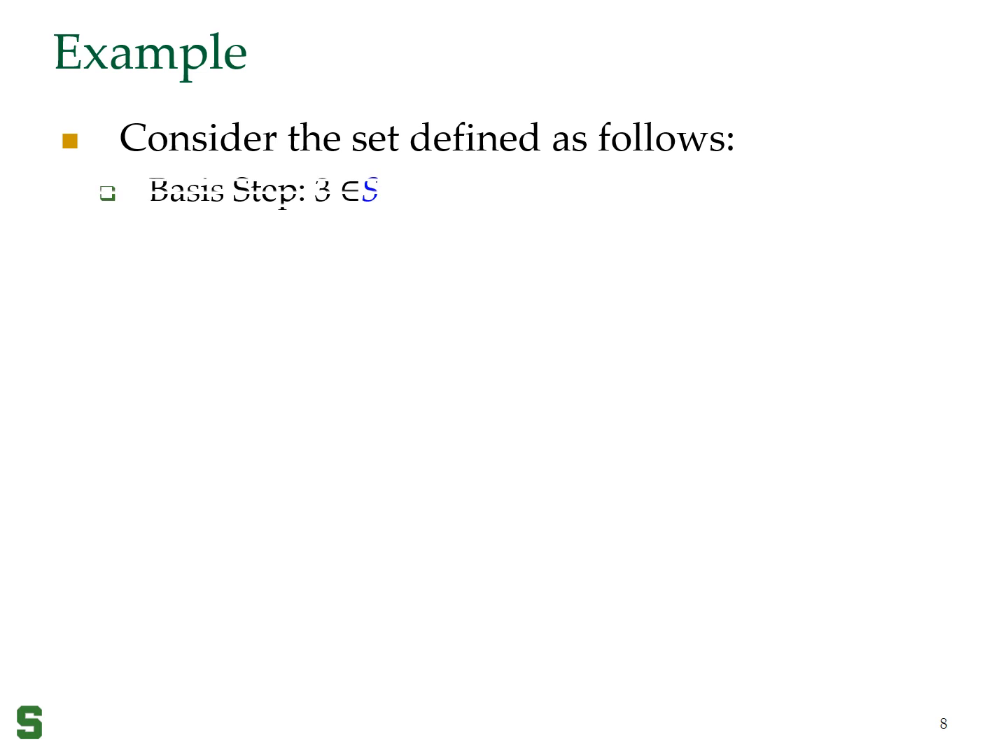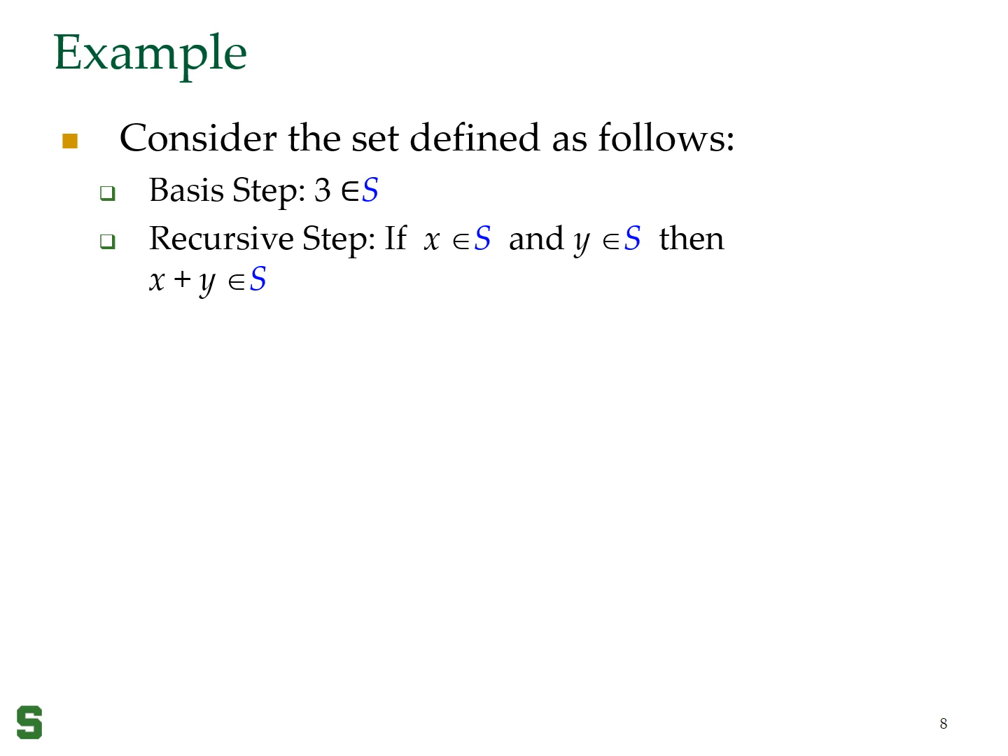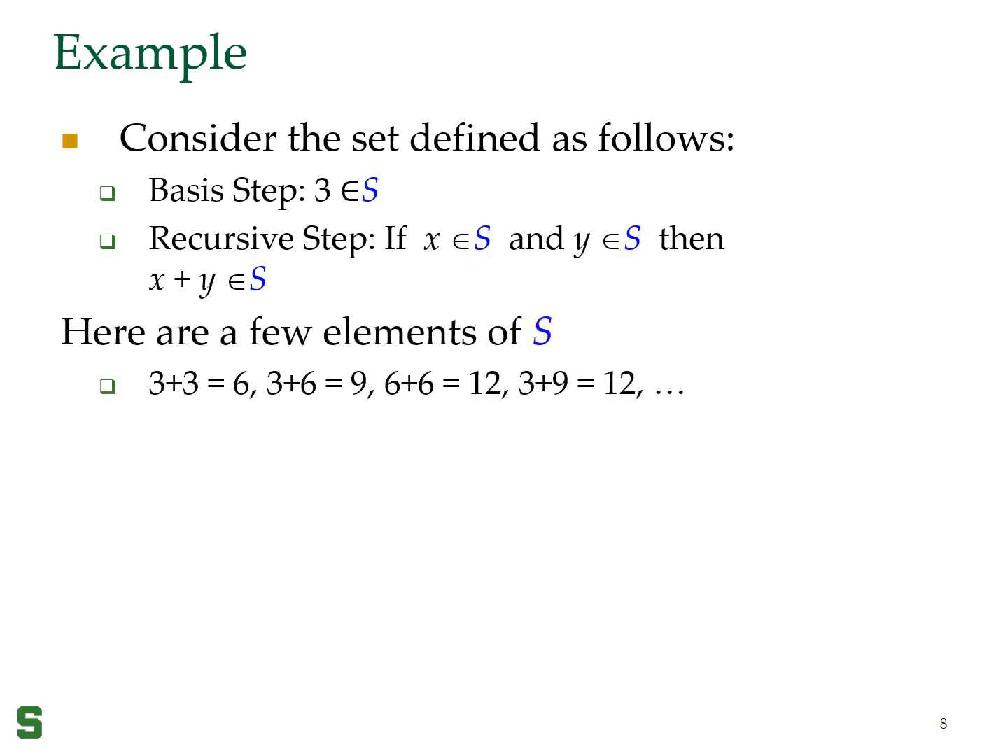Here is an example of a recursively defined set. So here we have a basis step that says 3 is in the set, and we have a rule that says if I have x in the set and y in the set, then x plus y is in the set as well. So we can find a few elements in the set. If we have 3 plus 3, that's 6, 3 plus 6, that is 9, 6 plus 6 or 3 plus 9, that's 12, and so on and so forth.